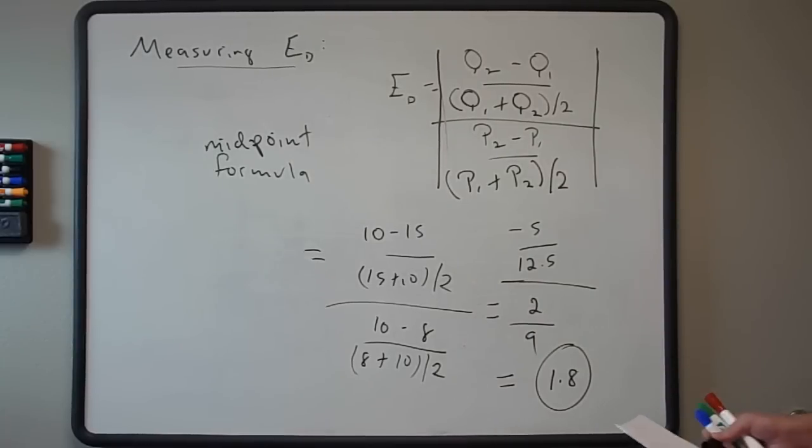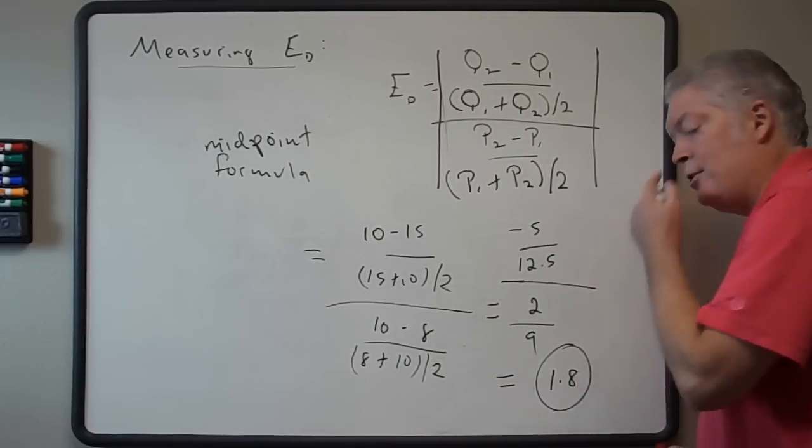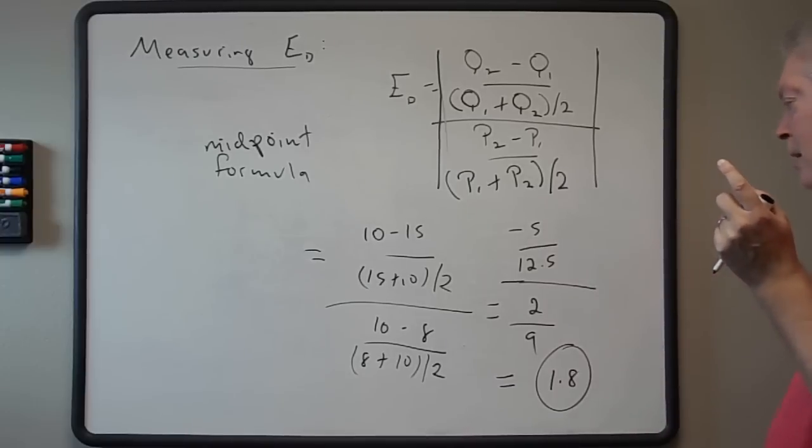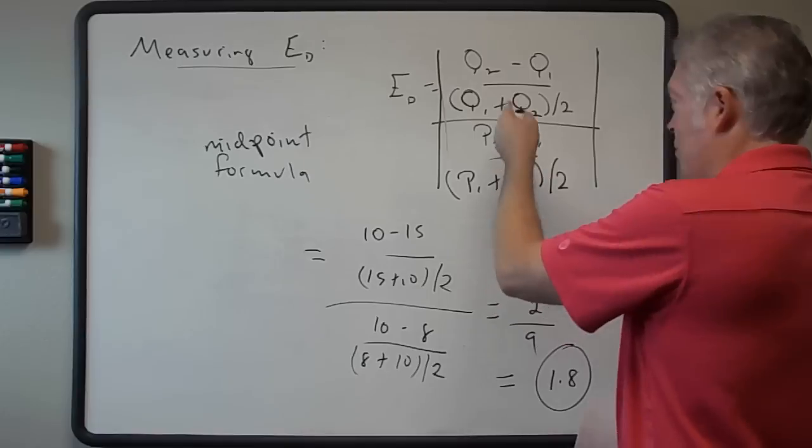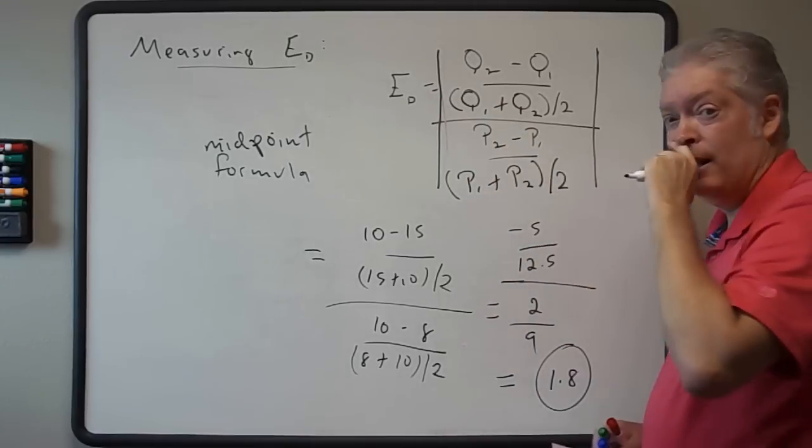And this is the one way that we get around the problem. We still have a price elastic demand relationship, but what we end up with is some value that's more indicative, and it doesn't make any difference whether we're going up or down in price or up and down in terms of quantity demanded.